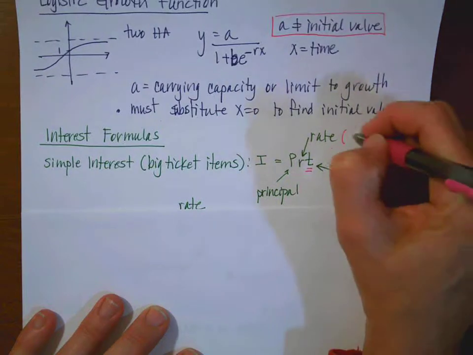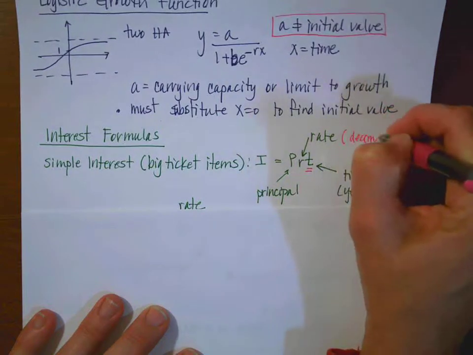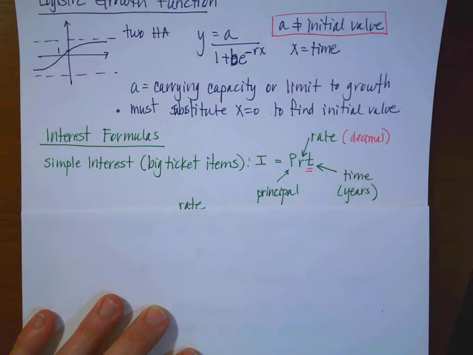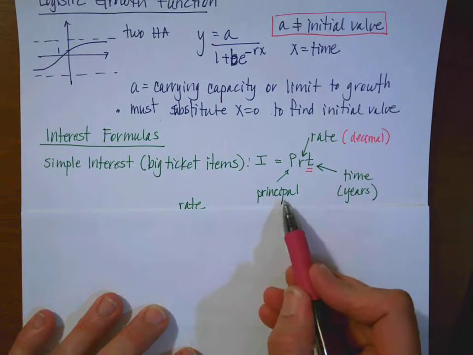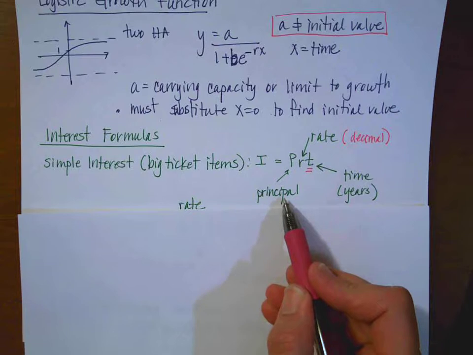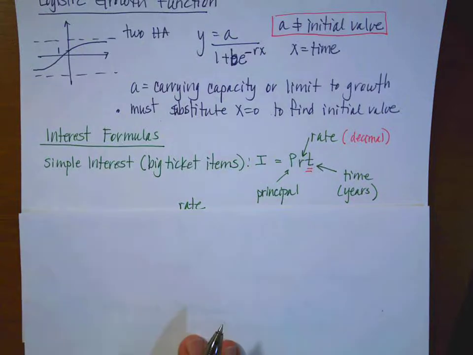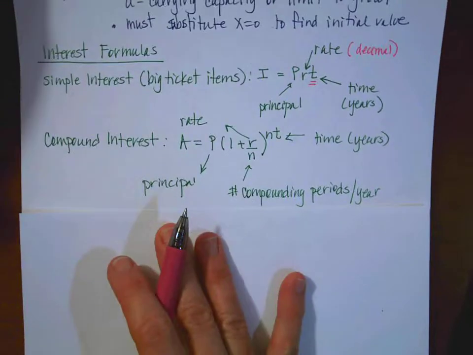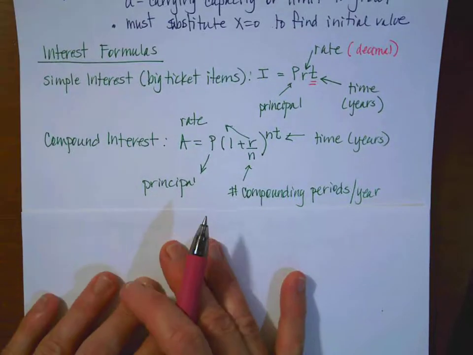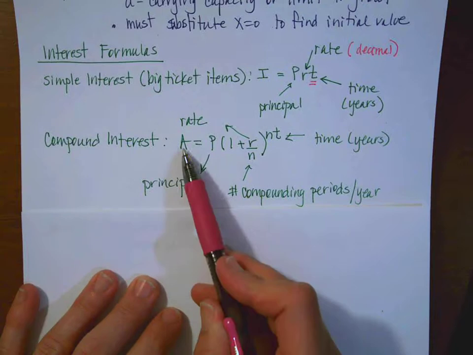R is the rate, and we would do it in decimal form, just to make sure that we're talking about apples and apples. And then P is principal, which is the initial amount of money that you would be investing or the initial amount of money that you're spending on something, right? All right, so that's simple interest. The next one would be compound interest, okay? A little bit different formula.